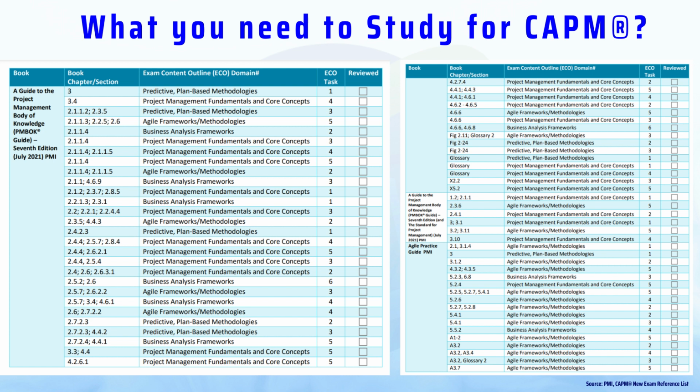Okay, so what you see on the screen will help you navigate the multiple reference books, including the PMBOK guide. It's a tool to be able to focus your study time. On this table, you'll find the name of the reference book. Next, you have the chapter, the section, or in some instances, the figure that you would need to go through. And where you see ECO task, it has a mapping to the ECO document.